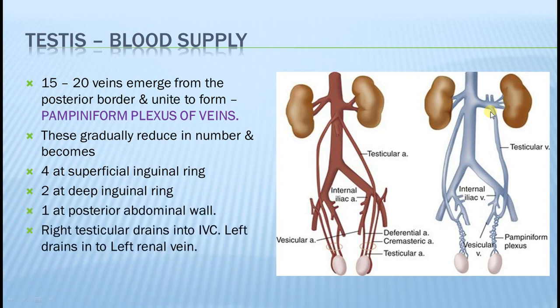So the right testicular vein drains into the inferior vena cava, whereas the left testicular vein drains into the left renal vein. So they usually start as a pampiniform plexus of veins, then they unite to form 4, 2, and ultimately a single vein. The sympathetic nerve supply is from T10 to T11 segments of the spinal cord. That is why, as I already told you, the same segmental innervation, the skin of the umbilicus is innervated by T10 or T11. So you feel referred pain from the testis around the umbilicus.